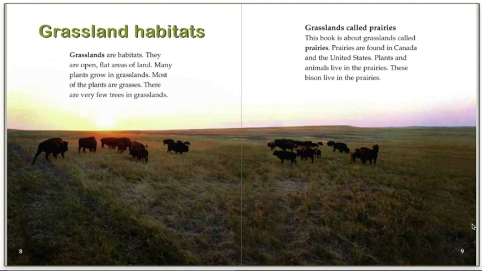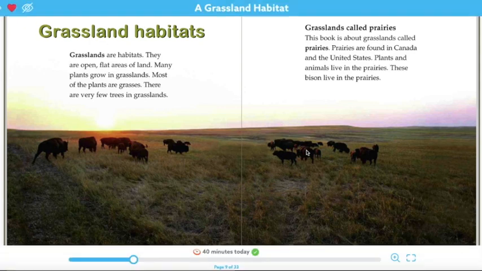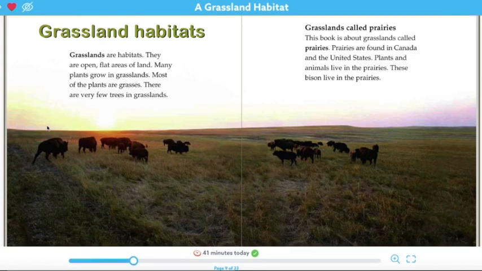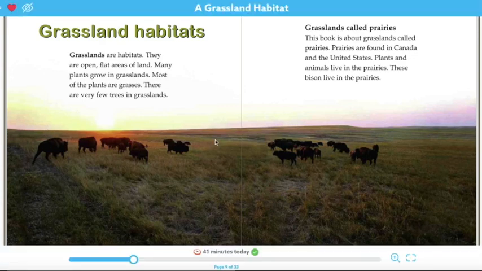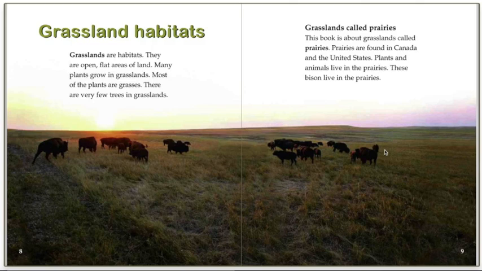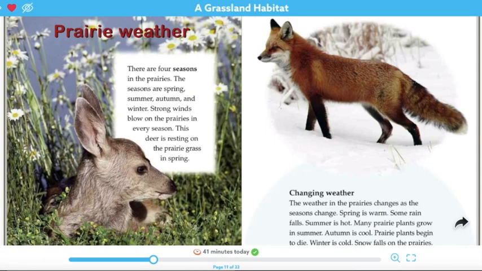Prairies are found in Canada and the United States. Plants and animals live in the prairies. These bison live on the prairies. So if you look at the picture, there are some bison in fields. And the fields are large, open, flat area. That's a grassland. That's a prairie.